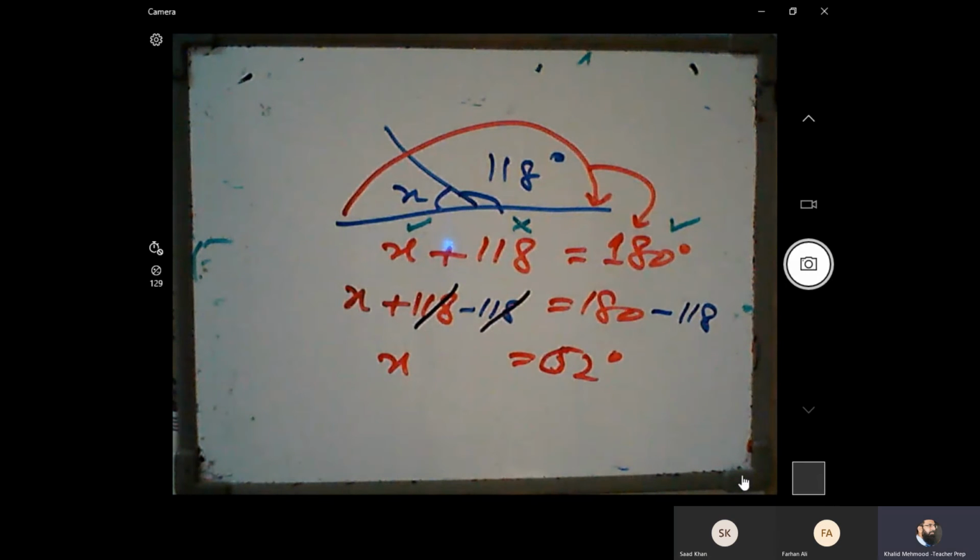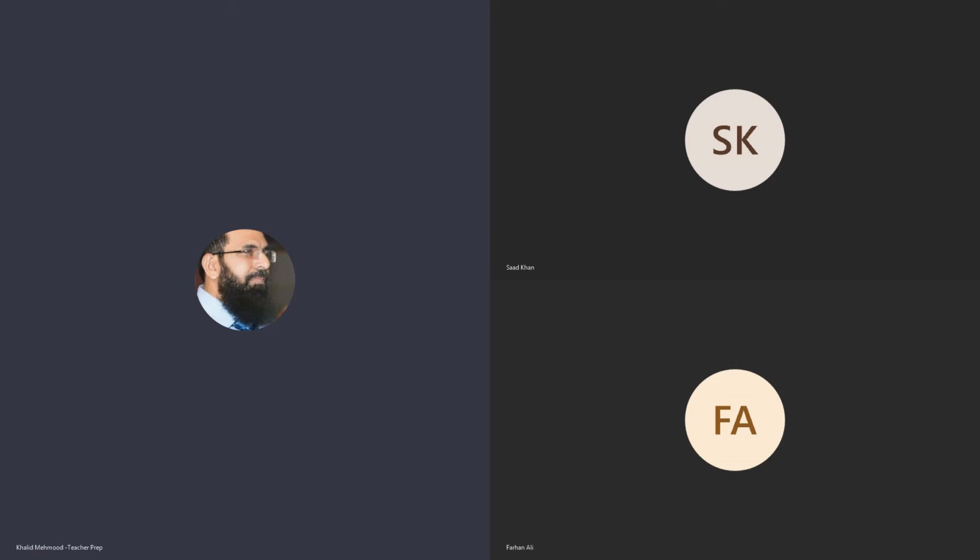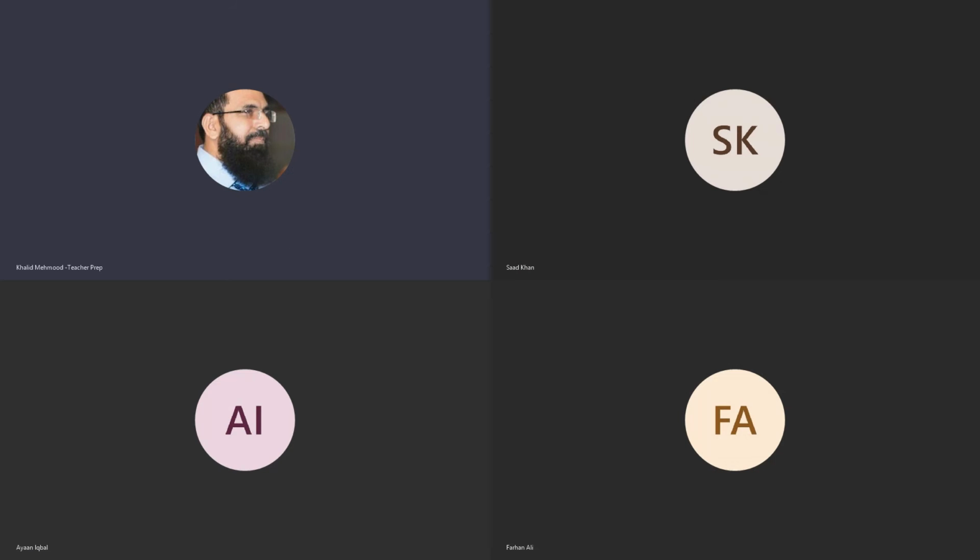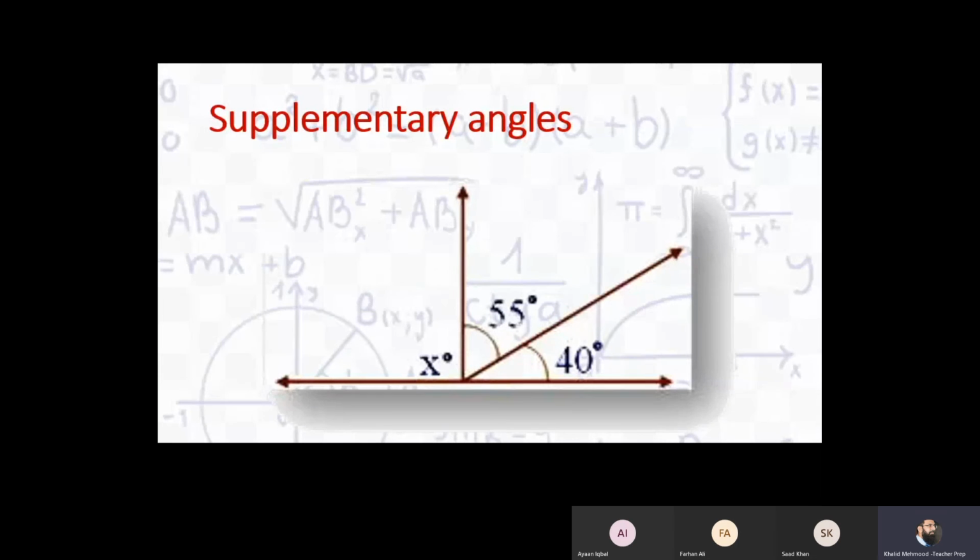Okay. Come to the next one. In the next problem, here you can see this again is a straight line angle. Straight line angle means again a supplementary angle. So we'll see that there is a straight line, and one line is up, and the angles here are 55 degrees, 40 degrees and x. So how will we solve this type of problem? Let's check it out.